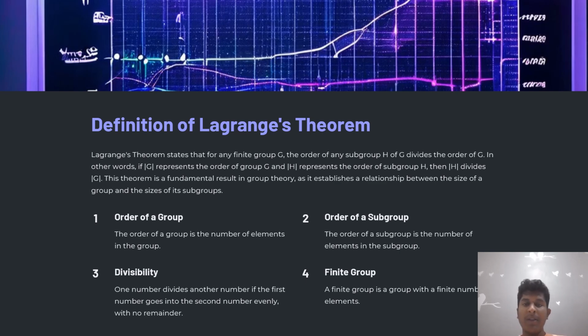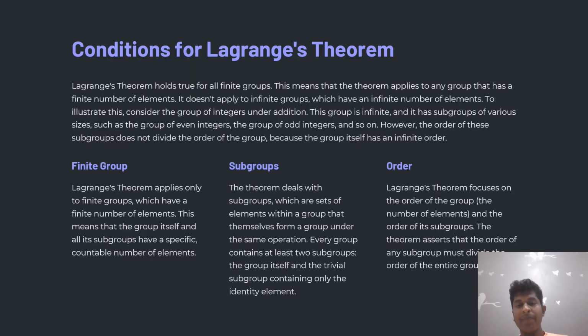First one, order of a group. The order of a group is the number of elements in the group. Second, order of subgroup. The order of a subgroup is the number of elements in the subgroup. Third one, divisibility. One number divides another number if the first number goes into the second number evenly without a remainder. Finite group. A finite group is a group with a finite number of elements.